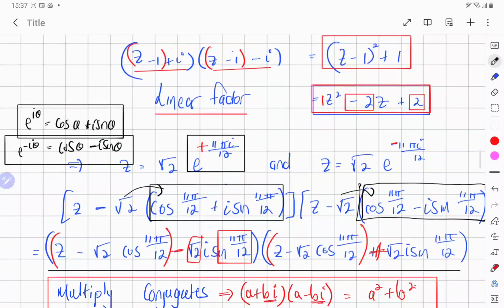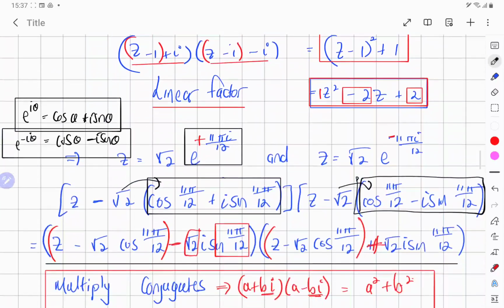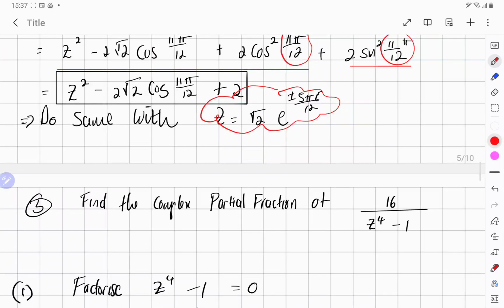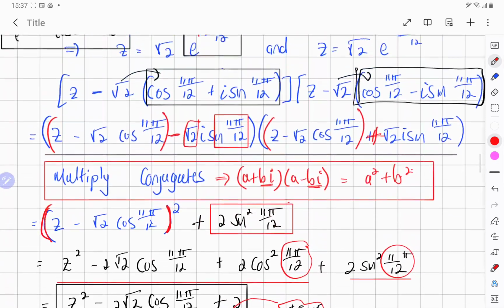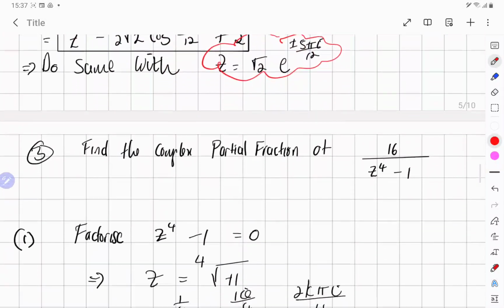Now, for the last root, remember we've done it now for these two. For this one, I will just leave it up to you to do. It's exactly what I've just done. So you can see for yourself if you understand it, and just do it exactly the same as what I've done with these two. So that's good practice.